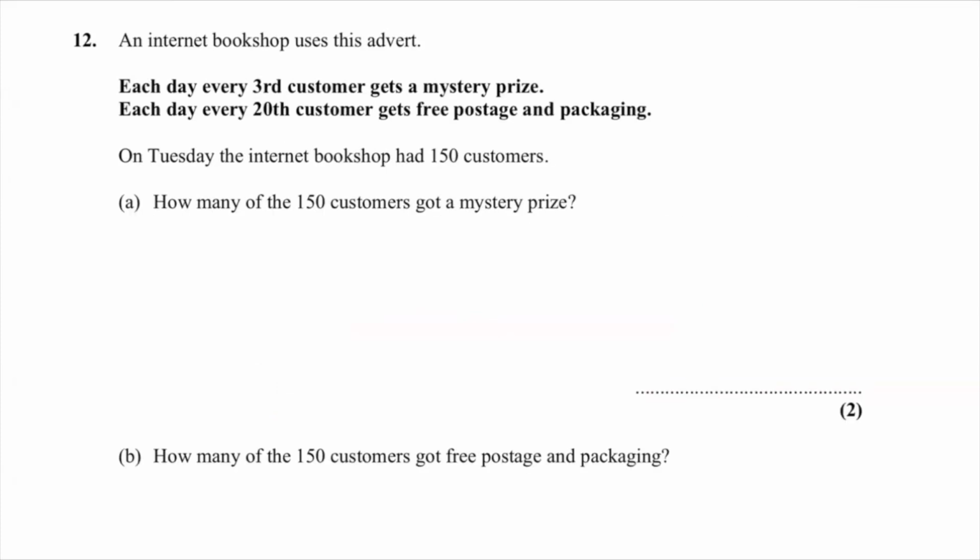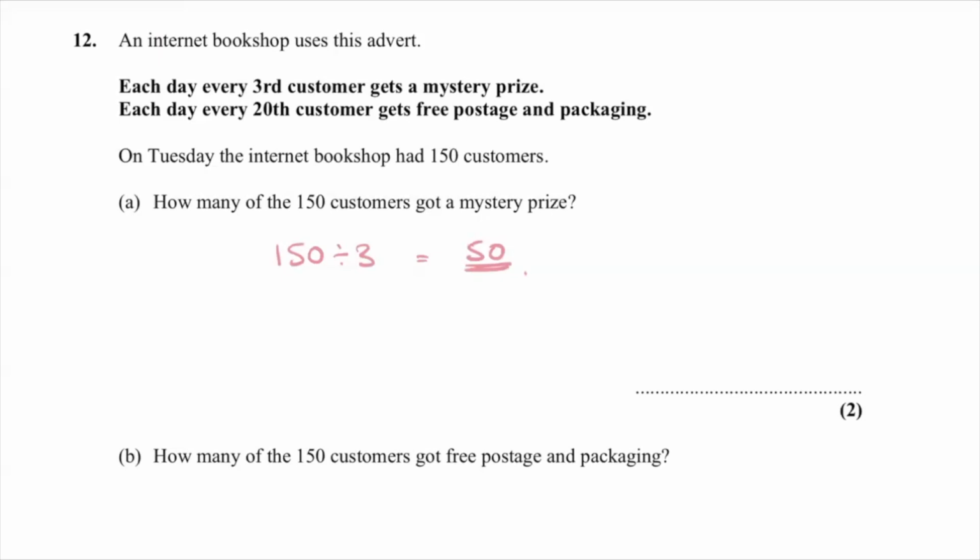Okay, so the information in bold is key to answering the question. Each day, every third customer gets a mystery prize, and each day, every 20th customer gets free postage and packaging. So on Tuesday, the bookshop had 150 customers. How many of them got a mystery prize? Well, 1 in 3 did. So we just need to divide through by 3.